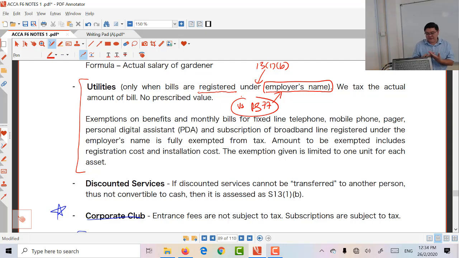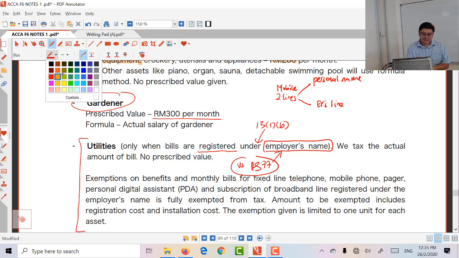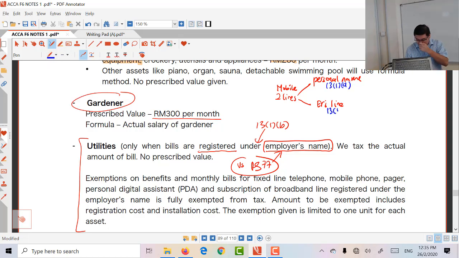Now, same thing, we give you an exemption, all right? We get an exemption on those utilities just now that we say like telephone, mobile phone, broadband, pager. Now, one each. Now, then you must be careful. So let's say you have two lines, one is your personal name, let's say your mobile phone line, and one is the employer's bill, employer's line. Now, personal name is 13.1A. Employer's is 13.1B. Now, you can exempt one only. So you then have to ask yourself, which one do you want to be exempted? Do you want your personal line to be exempted, or the employer's line to be exempted? You choose the one that the value is higher. Okay? So that's what you must do when it comes to utility.